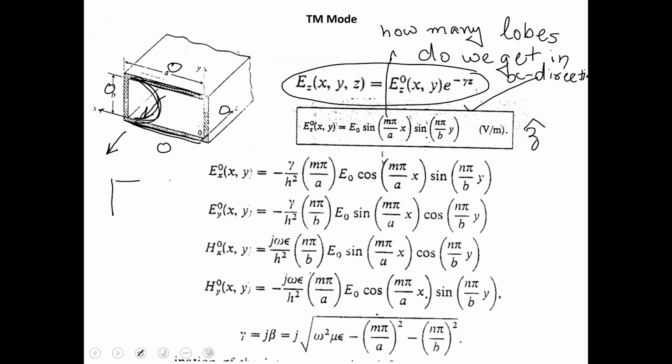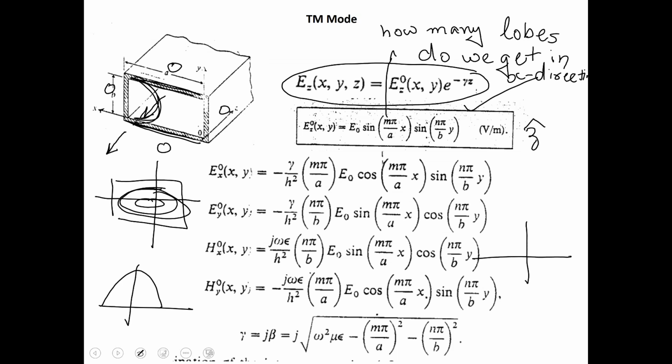So within this waveguide, if I was plotting the field distribution, it would be some kind of a contour. If I take a cut across this in x and y, and the answer is like that, it's one lobe. If the answer is different than that, let's say this is 0, then this would be two lobes. So for the first lobe, m would be 1. If it is two lobes, m would be 2.